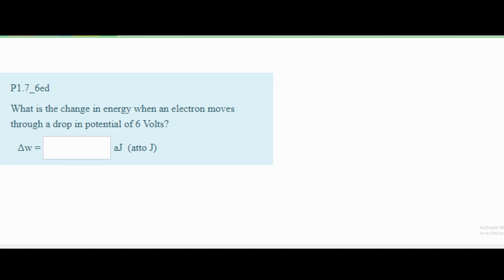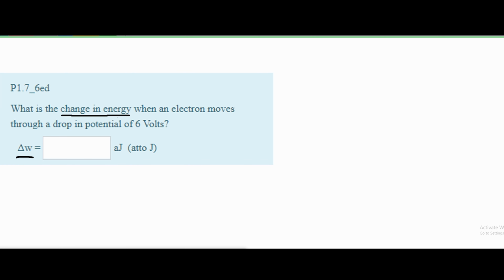In this problem, we are asked what is the change in energy when an electron moves through a drop in potential of 6 volts. Well, when we're looking at this problem, let's look at it by parts. So we're asked what is the change in energy? Our first question is the change of energy, and we know this means work. Work is equal to the change in energy.